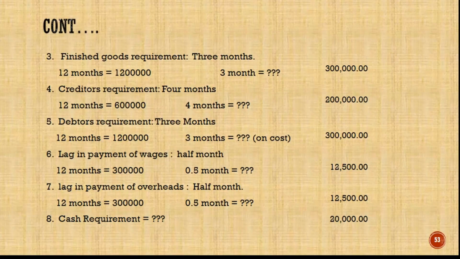Next is lag in payment of overhead, half month requirement. This is calculated on direct overhead cost, that is again 3 lakh for 12 months. For half month, it is 12,500. And finally, cash requirement. It is already given in the example, 20,000. And now, on the basis of this information, we will prepare our statement of working capital.